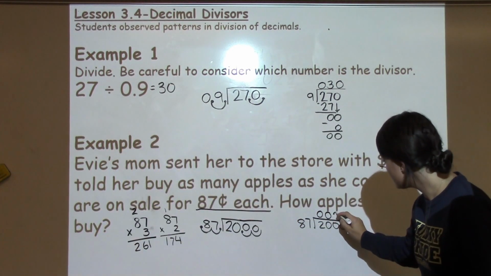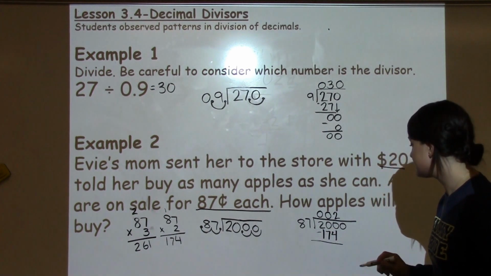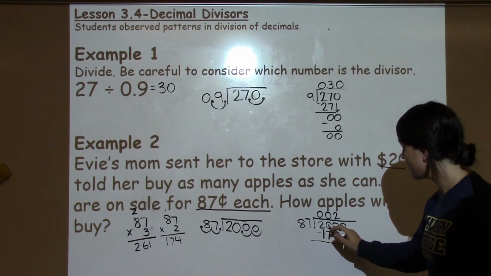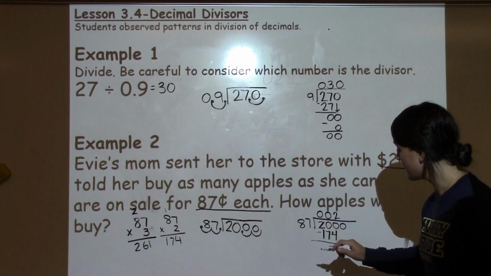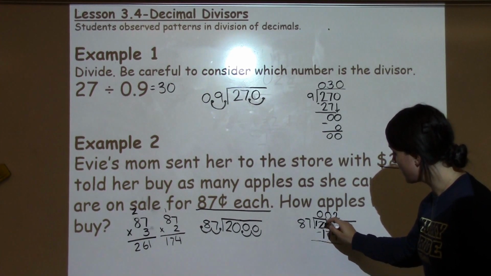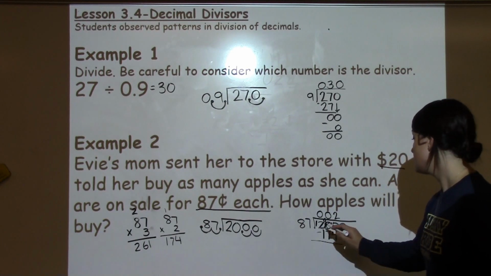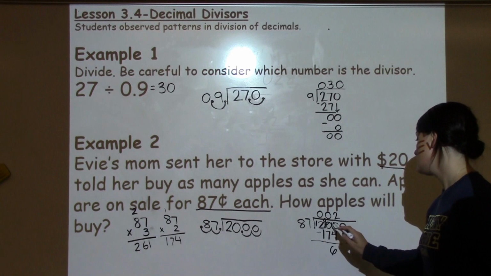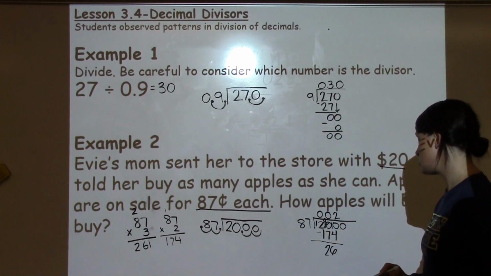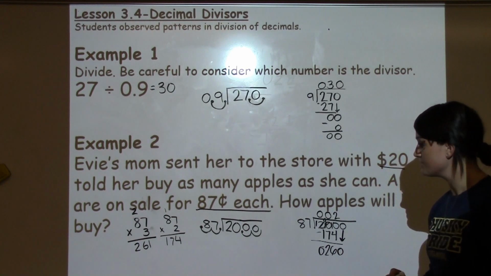So I'm going to place my 2 on top, 174 goes down below, and then I subtract. I can't take 4 away from 0, and I can't borrow from a 0, so I have to go all the way over to the 2. This becomes a 10, but I have to borrow from it, so it becomes a 9. This one gets to become a 10. 10 minus 4 gives me 6. 9 minus 7 gives me 2. 1 minus 1 is 0. I bring down my 0.